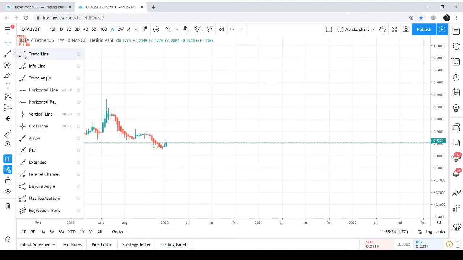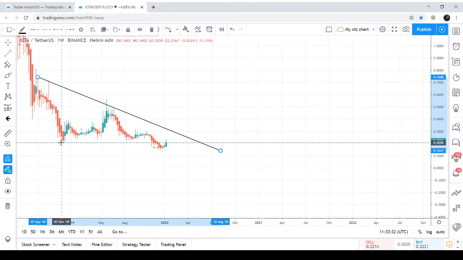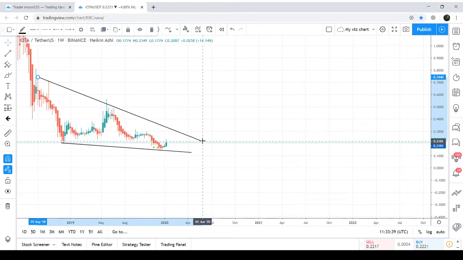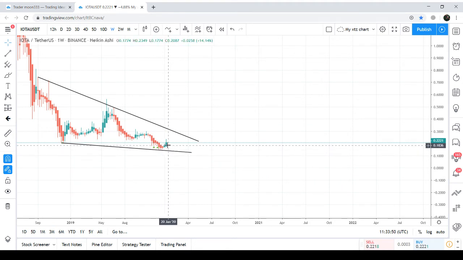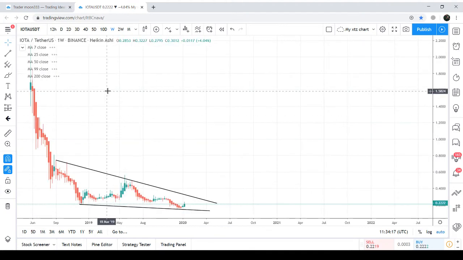This is the upper resistance of the wedge, and this is the support of this wedge. Price action has bounced from the support of the wedge, and now it is moving up. If we see the moving averages, I've already created a template for the moving averages. It is a very good feature of TradingView. You just need to create a template where you can place different indicators, and you don't need to place the indicators for different charts again and again every time.